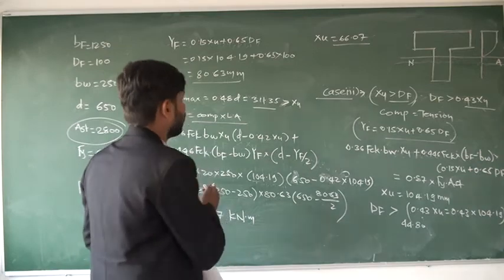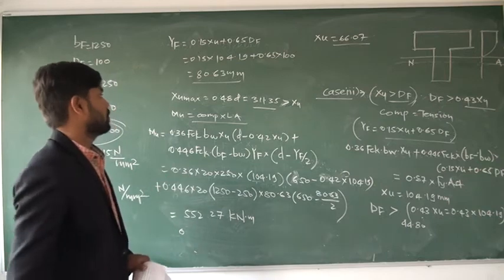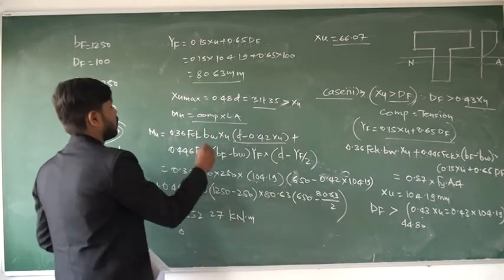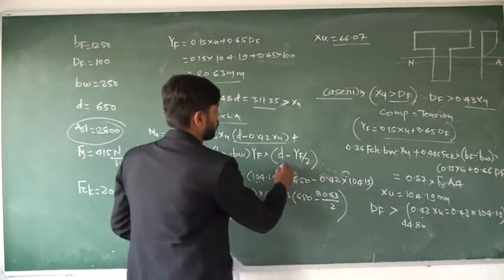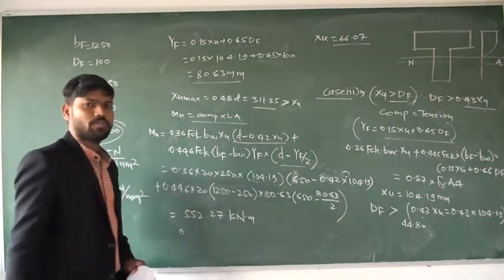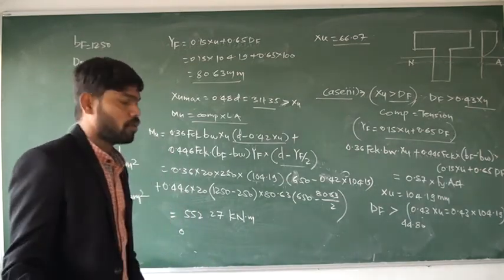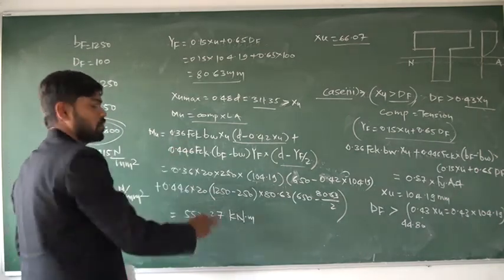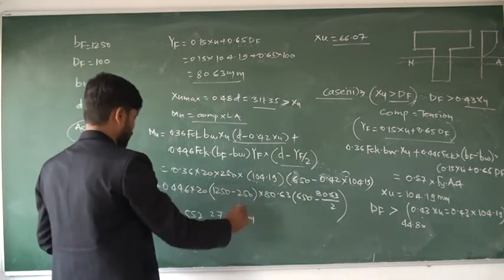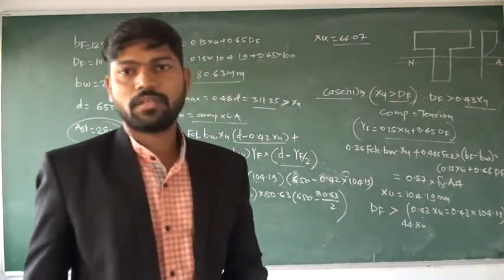Then we have calculated the Mu value as per case number 3, that is compression into lever arm. So lever arm with respect to the location of forces: d minus 0.42 xu is the lever arm for compression in web, and d minus yf by 2 is the lever arm for compression in flange. This is the equation which we generated in lecture number 2 of T and L beam. So this entire equation we have developed. The same equation I have used here, just substituted all the values and calculated the value of Mu as 552.27 kilonewton meter.